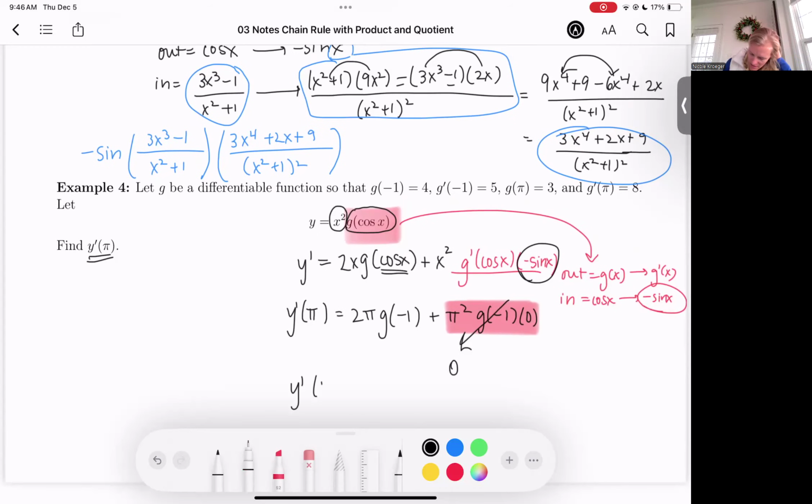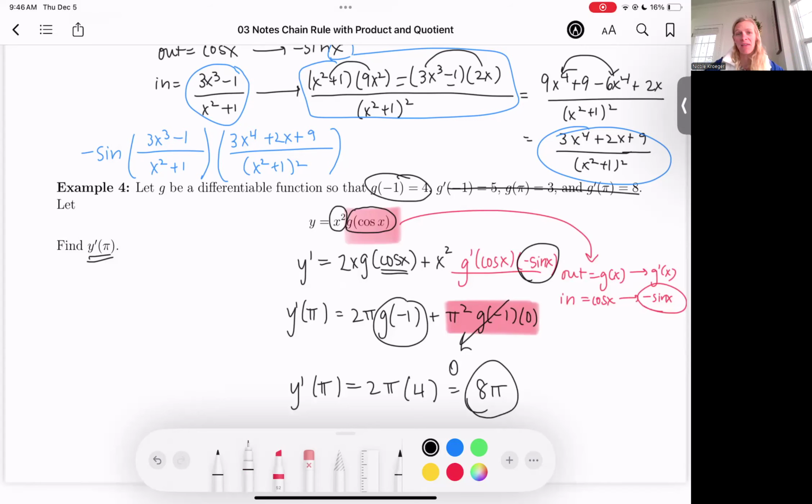And so then we can use the information that they gave us above to see that g of negative 1 is 4. They've given us a lot of information that we didn't actually need to use, but that's okay. So I can have 2 pi times 4, which is just 8 pi, and just leave it like that. You don't have to plug that into a calculator if you don't want to.